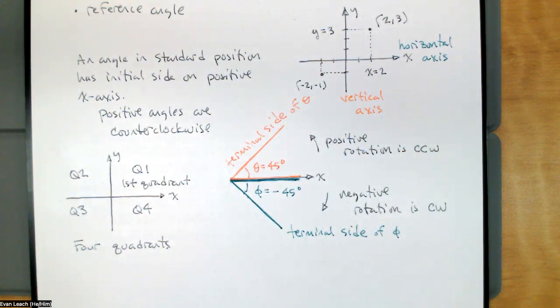Sometimes these are listed with Roman numerals. I don't like that because Roman numerals are bad and they should feel bad. So I just do Q1, Q2, Q3, and Q4. Questions? If I'm using capital Q and it's followed by a number between 1 and 4, I am talking about that quadrant.